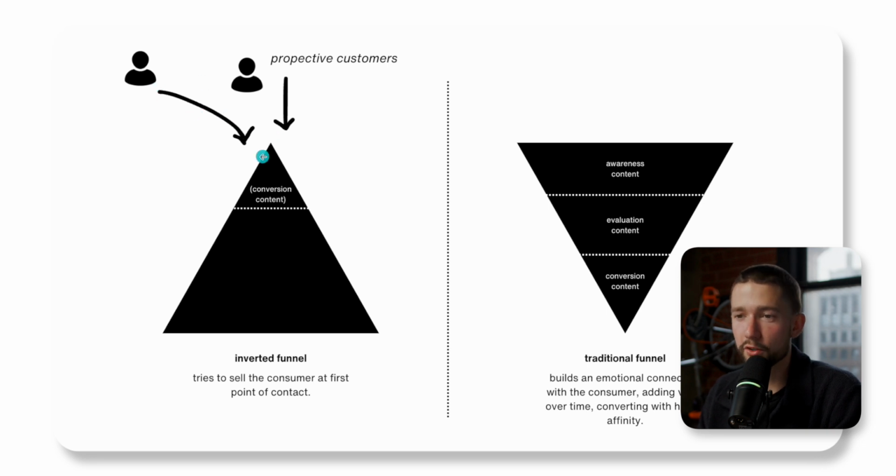So at the first point of contact, they're trying to convert the customer. Very difficult, very expensive, hard to do long-term, and hard to do if you're not Temu, Shein, etc. Okay? That's the inverted marketing funnel. You have the traditional funnel on the other side, which is the three rungs here: awareness, evaluation, conversion. So it allows you to build an emotional connection with the consumer, adding value over time and converting with higher affinity.